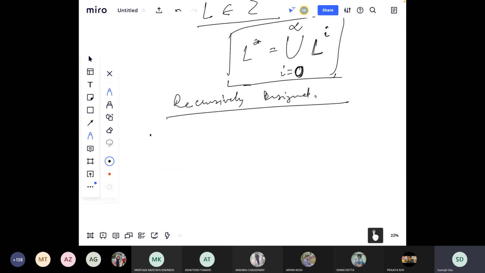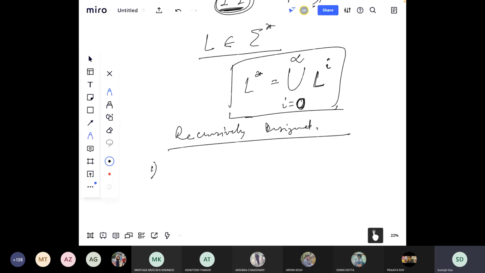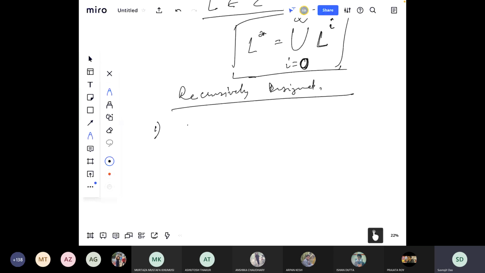So it says that since our main intention is to express a whole set, we will deal with the empty set, right? And we say that phi is a regular expression that denotes the empty set phi. Another building block is epsilon, a regular expression that denotes the set epsilon.